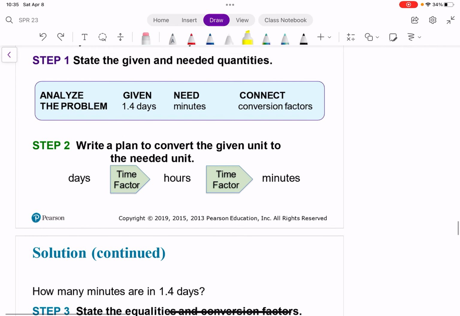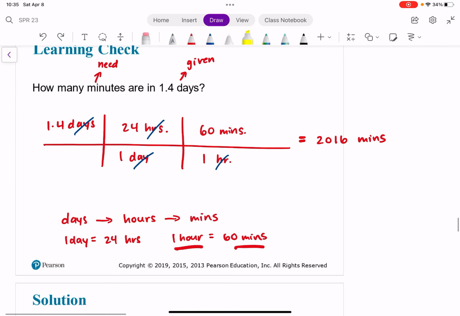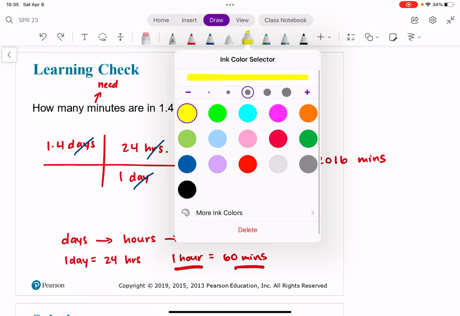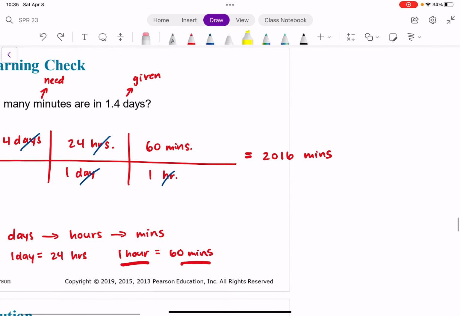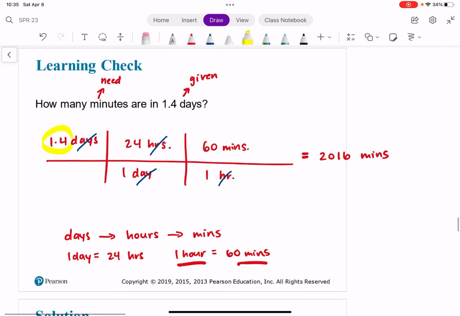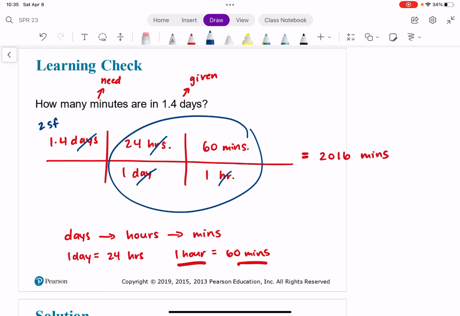Oh, we forgot to do our sig figs. I knew I was forgetting something. We need to do our sig figs. Okay, so bad, Kayla. All right, so how many sig figs do we have in our 1.4 days? That's a measured value, right? So we have to report sig figs. Two sig figs. Okay, these are not measured values, right? Those are exact.